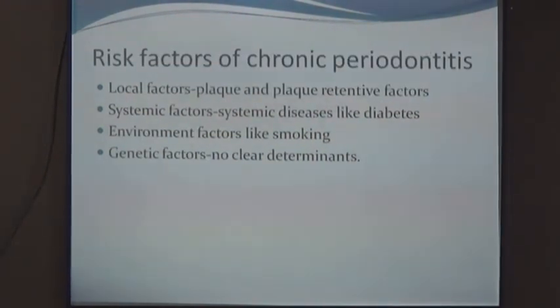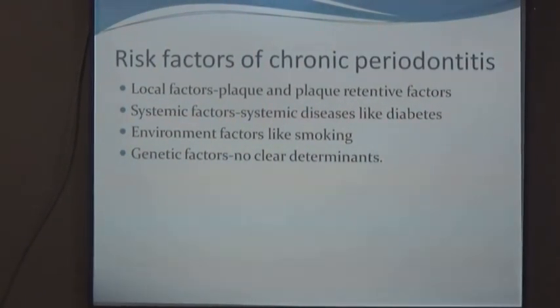Risk factors: plaque and plaque retentive factors, systemic diseases like diabetes, environmental factors like smoking, and genetic factors, though there are no clear determinants. Understood? Aggressive periodontitis, as you already know, can be localized or generalized, and one more classification is rapidly progressive. You call it localized when it involves only the molars and incisors. When more than 30% of sites are involved, you call it generalized. When aggressive periodontitis is not treated at all and they reach 30 to 35 years of age, with loss of teeth and only 1 or 2 teeth present, you call it rapidly progressive periodontitis.